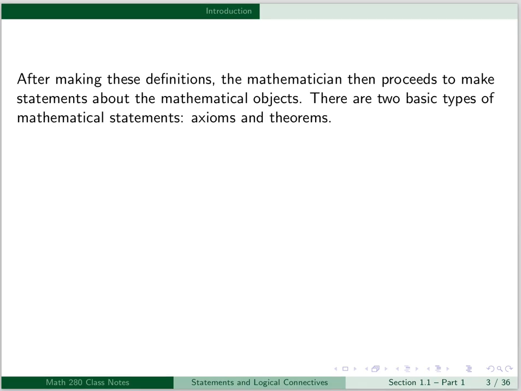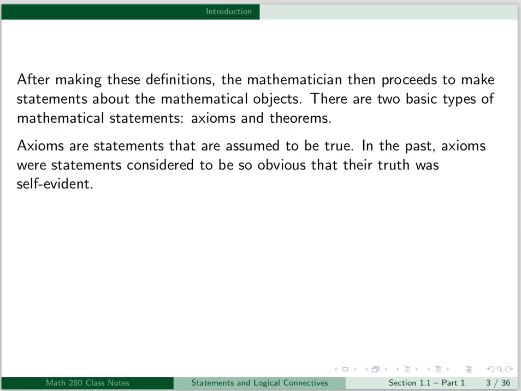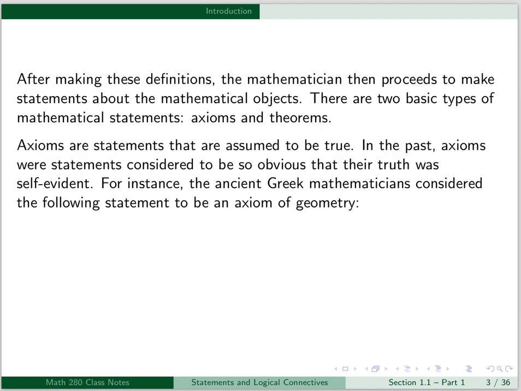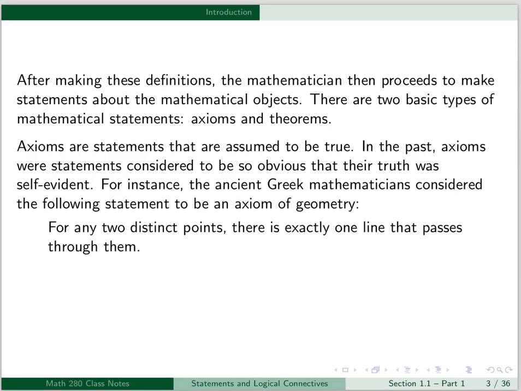There are two basic types of mathematical statements, axioms and theorems. Axioms are statements that are assumed to be true. In the past, axioms were statements considered to be so obvious that their truth was self-evident. For instance, the ancient Greek mathematicians considered the following statement to be an axiom of geometry. For any two distinct points, there is exactly one line that passes through them.